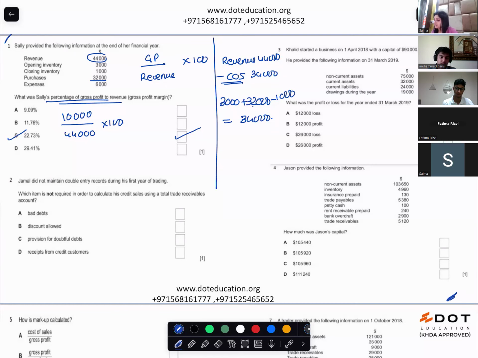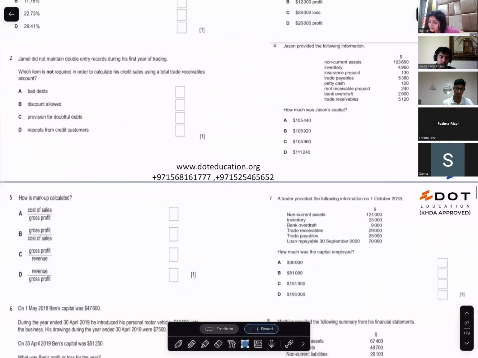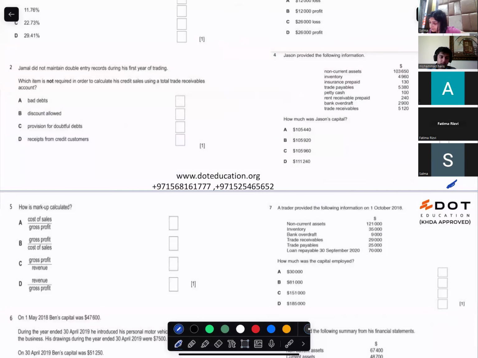Did you all get the same answer? Explain me the second one. Third one, I will ask this one to explain me. Okay, miss. Jamal did not maintain double entry records during his first year of trading. Which item is not required in order to calculate his credit sales using a trade receivable account? Provision for doubtful debt. Why? Because it's not a part of a SLCA. Okay, fine.